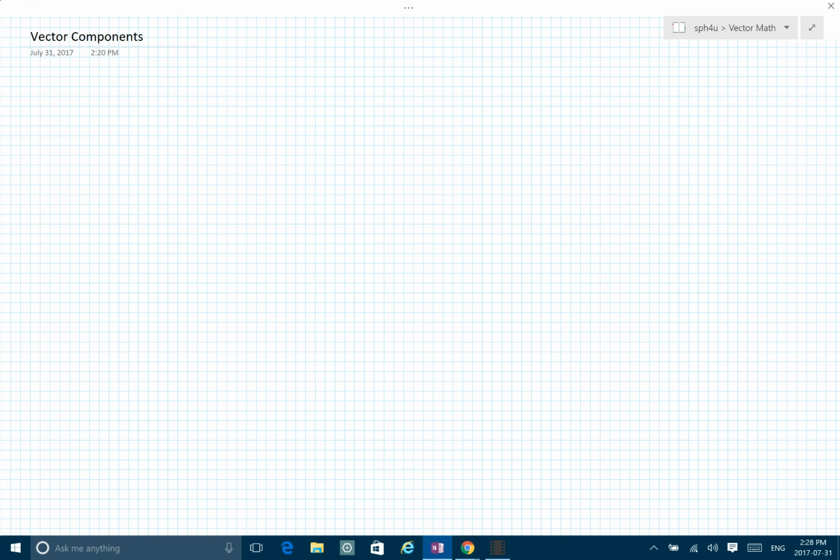So let's see how we express a vector in component form. Let's say that we have a vector A that has a magnitude of 20 meters and a direction of north 30 degrees west. All right, so first let's draw it. Let's see how it looks.